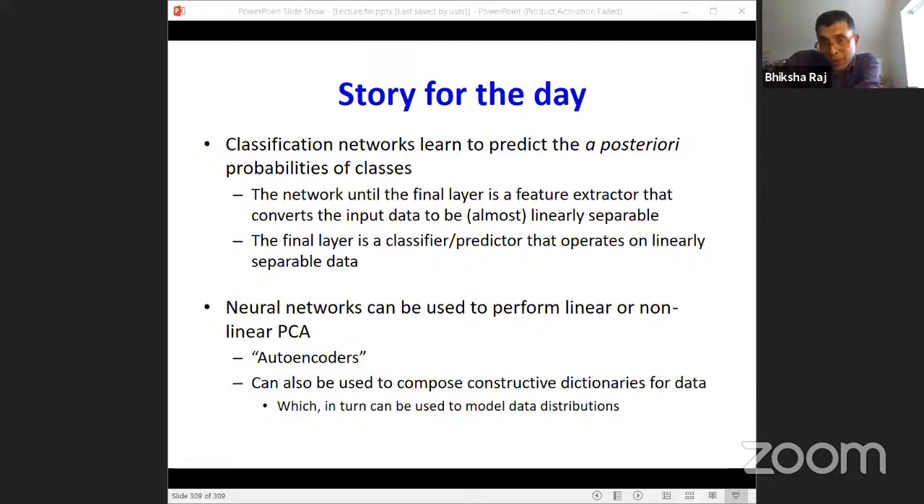So when you do variational autoencoders, for instance, VAEs are basically statistical extensions of AEs, and their magic lies in the fact that they can capture these nonlinear manifolds.